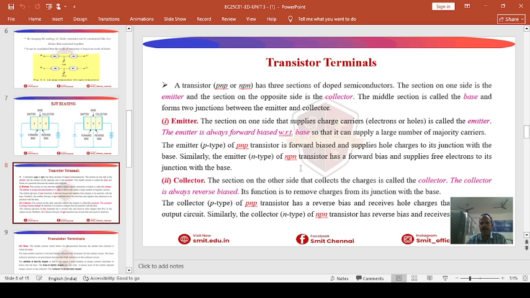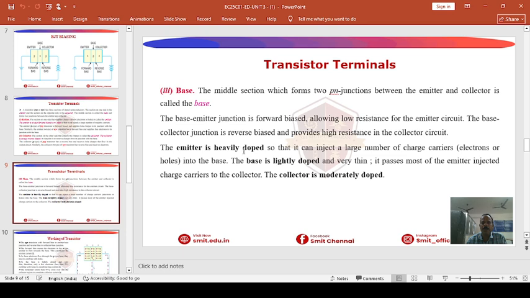Base is the small middle region that is called base. So why is base kept as a small region? Because the charge carriers have to pass through the junction. That is why it is maintained as a very thin layer. As the emitter is heavily doped, the base is lightly doped, whereas the collector is moderately doped. So these are the three doping concentration variations that we can observe.